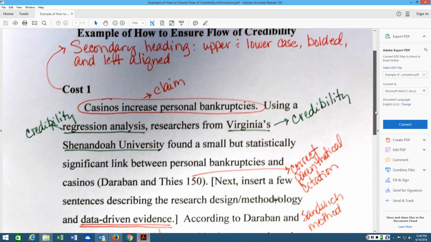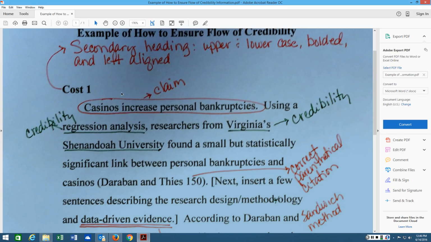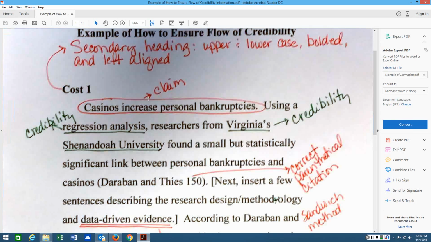Before we get into that though, I do want to show you what a secondary heading looks like. It is uppercase and lowercase. It is bolded and aligned on the left side of your page. So you'll have six secondary headings. You'll have Benefit 1, Benefit 2, Benefit 3, and Cost 1, Cost 2, and Cost 3 as separate sections within your benefits and costs sections of the primary sections of the essay.